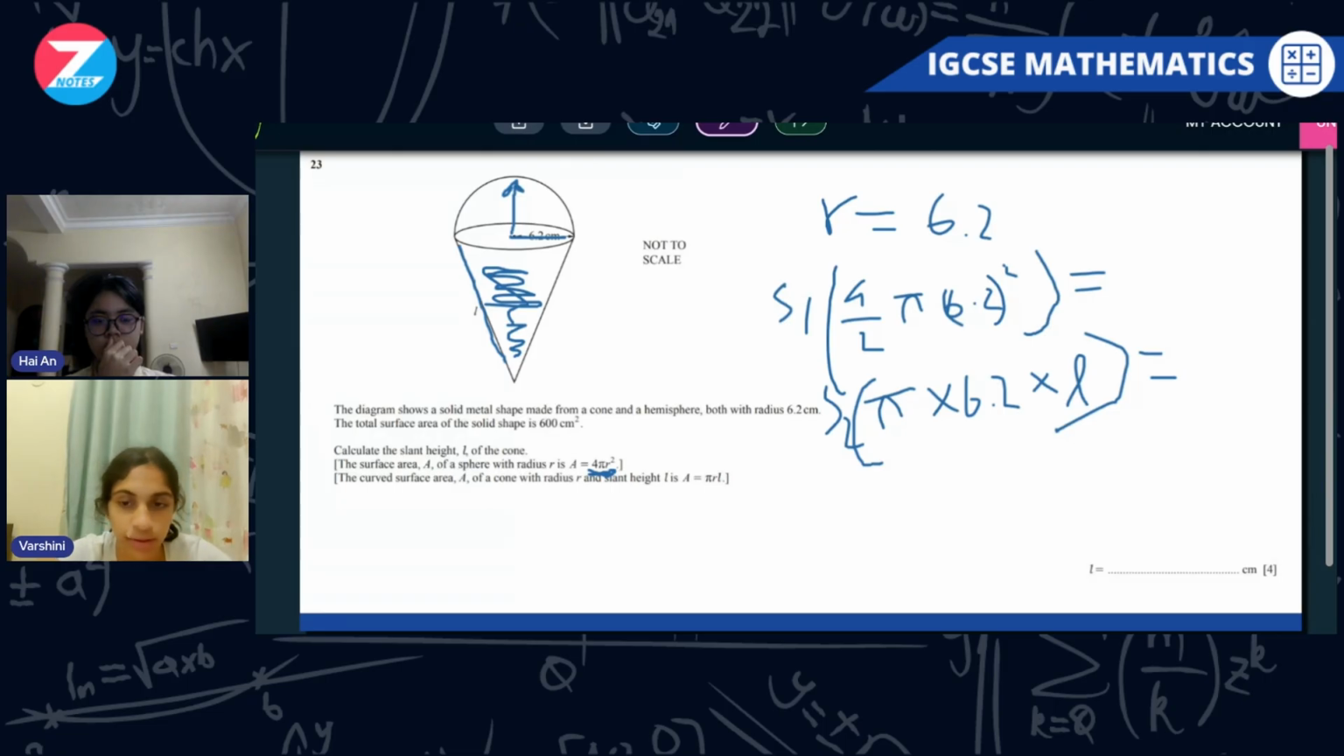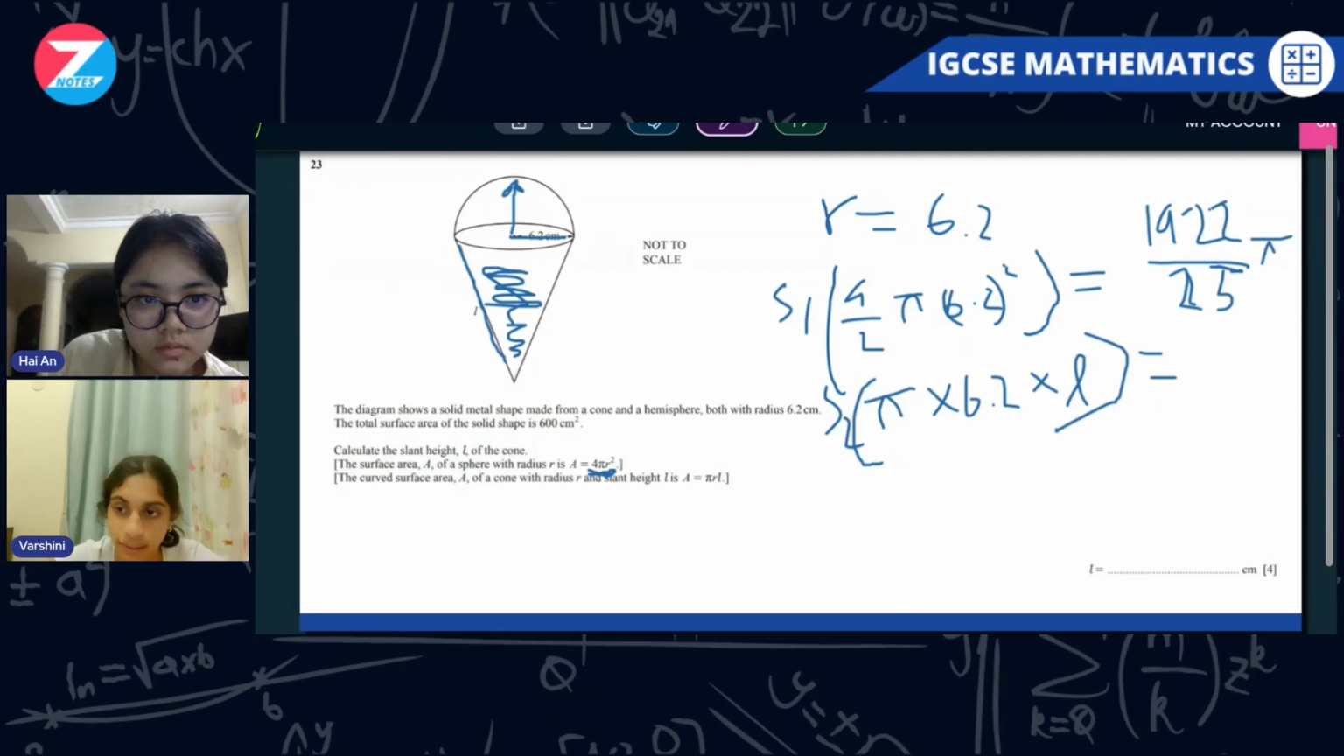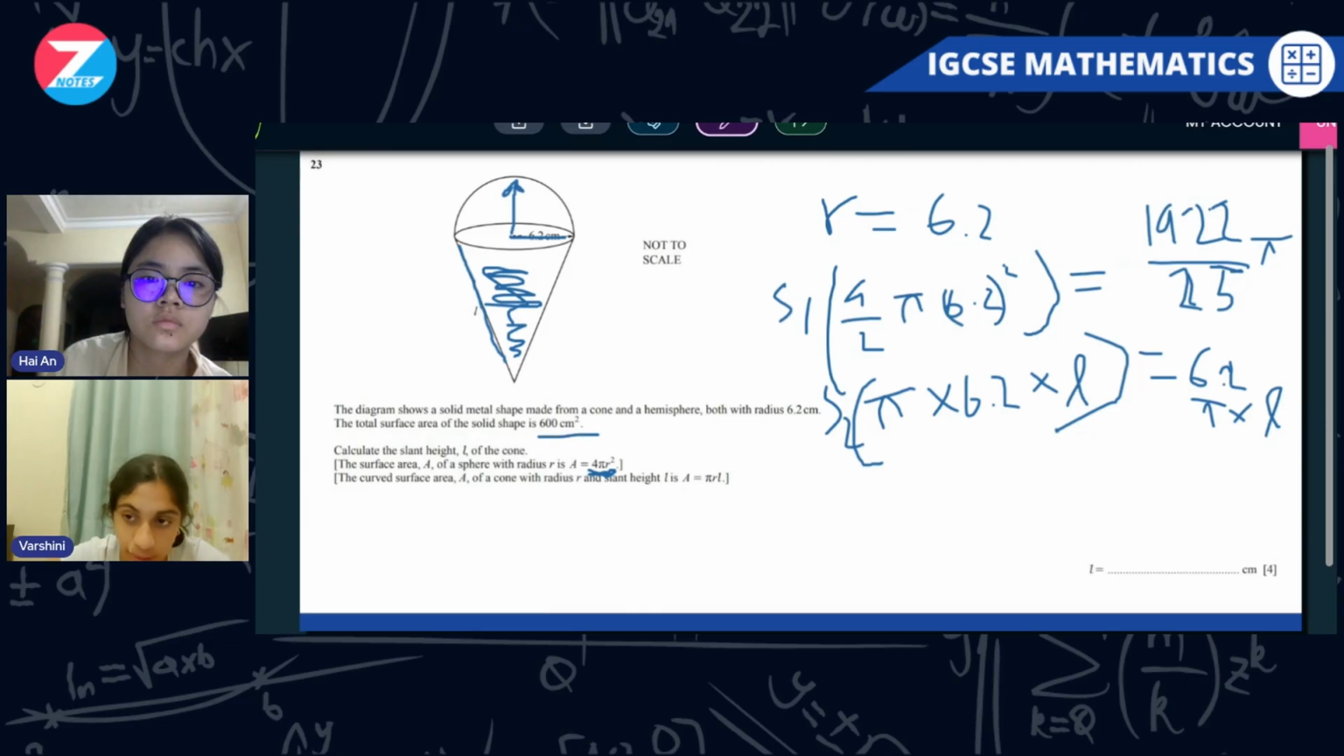So S1, if you put that in your calculator, that's 2 into pi, and use the pi button always, 6.2 squared. And you should get some multiple of pi, which you can just leave as a fraction, 1922 by 25 into pi. And now we have the surface area 2. Remember, we don't have L, so we'll have to leave this as a multiple of L. So we can just make that 6.2 pi into L. So now we know the sum of these is going to be, as they've given us, 600 centimeters squared.